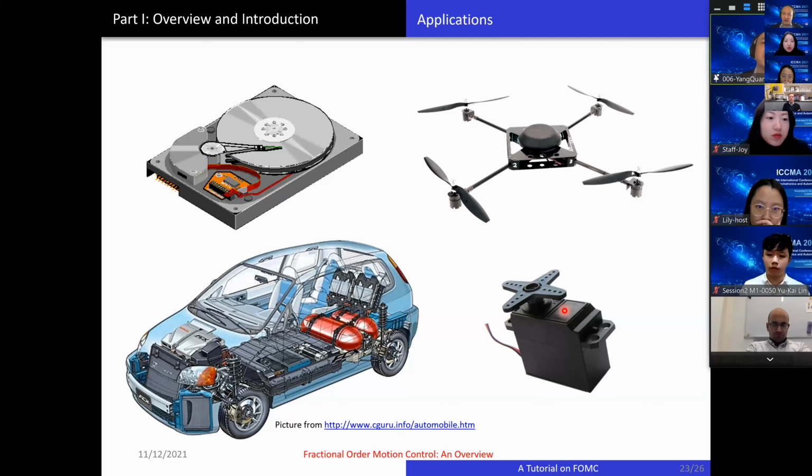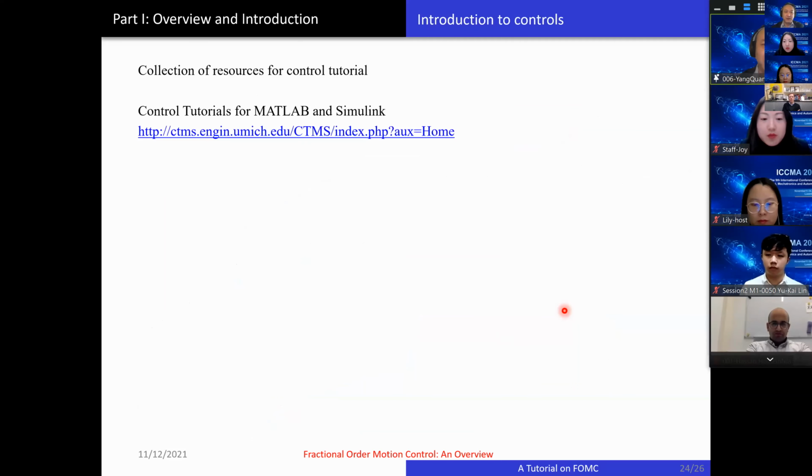In that case, fractional calculus definitely will be able to help. Okay, so this part for fractional order control of velocity servo problem is just to give you a taste of fractional order motion control. The book covers a wider range of topics, so you can check it.